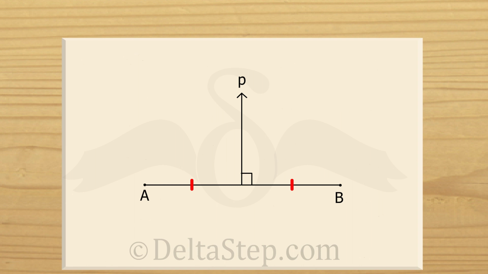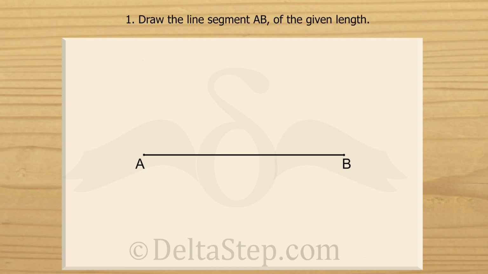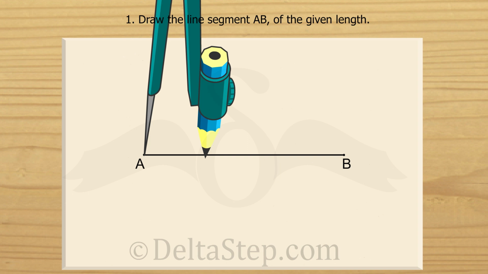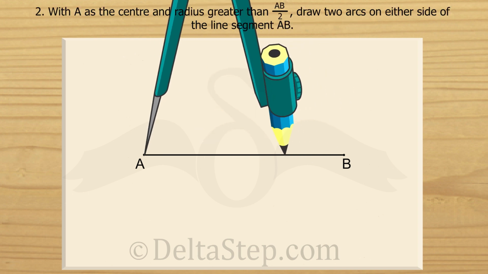Now, let us learn how to construct the perpendicular bisector of a given line segment. Let us draw a line segment of the given length and name its ends as A and B. Now, let us take point A as center and radius more than half the length of line segment AB on the compass. How do we take that radius on the compass? We place the pointed end of the compass at A and adjust the other arm of the compass such that the tip of the pencil comes close to B but does not touch it.